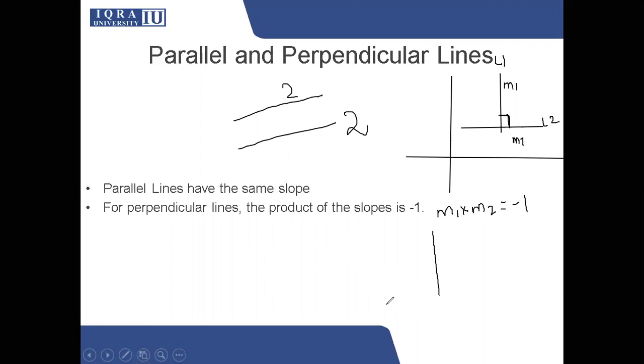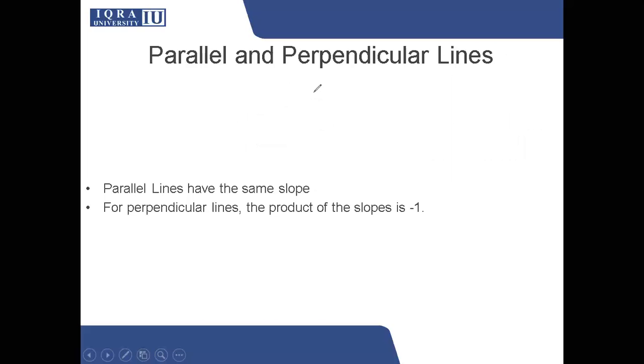Or you could be given one line like this and the other line like this. The gradient of the first line is 4, and these lines are perpendicular. Now you're asked to find the gradient of this line right here. So how do you do it? You put this 4 right here. This is m1 and you call this m2. 4 times m2 equals minus 1. So m2 equals minus 1 by 4. The gradient of this line will be minus 1 by 4. These are the properties of slopes concerned with parallel and perpendicular lines.